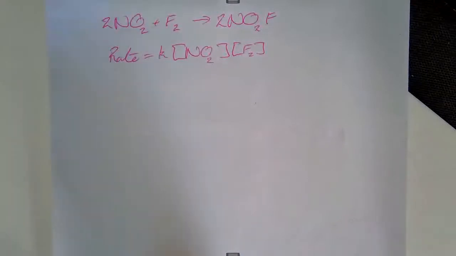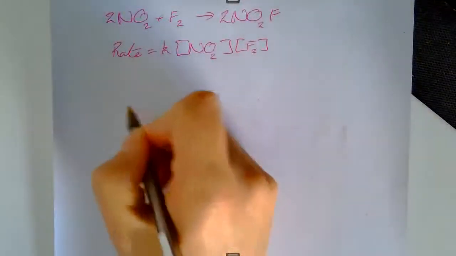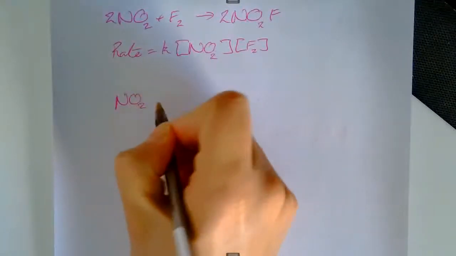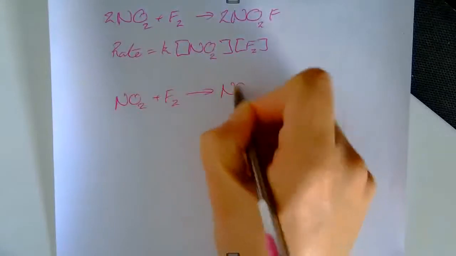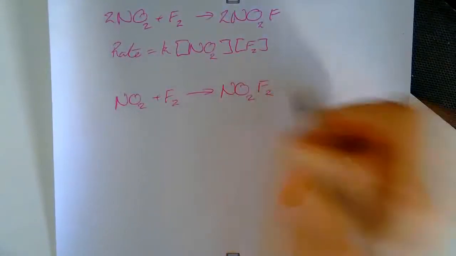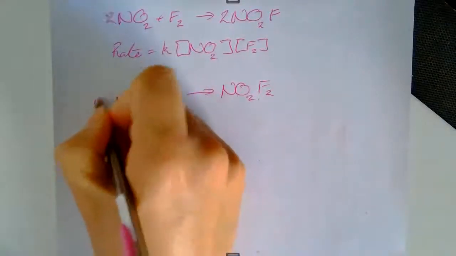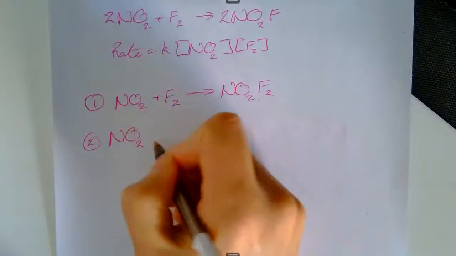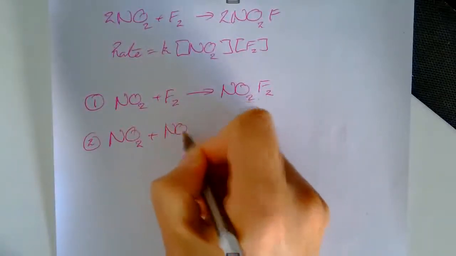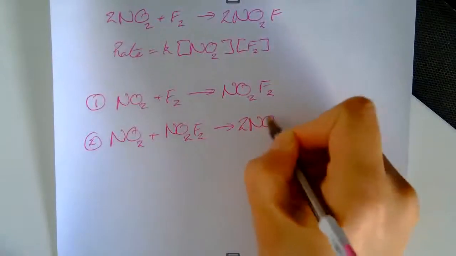Alternatively, if that's still our information, we could have had NO2 plus F2 going to NO2F2. We remember, of course, that we had to have a molecule of NO2 here, because we've got 2 up there, and that would then react with our NO2F2 to produce 2 lots of NO2F.